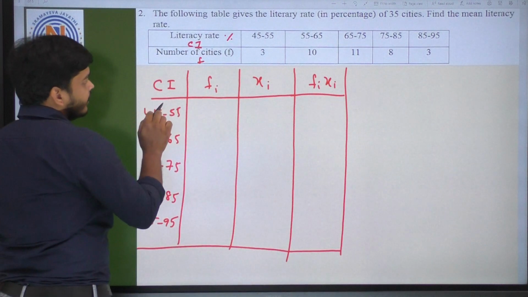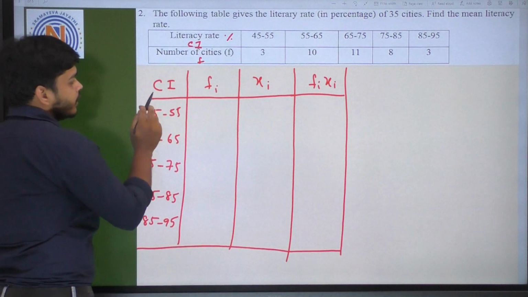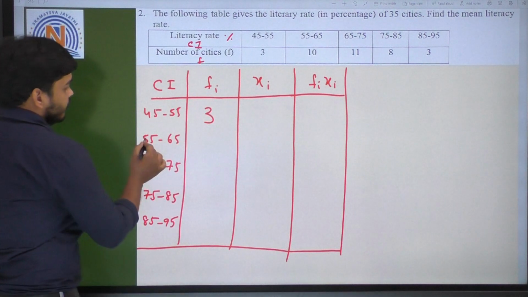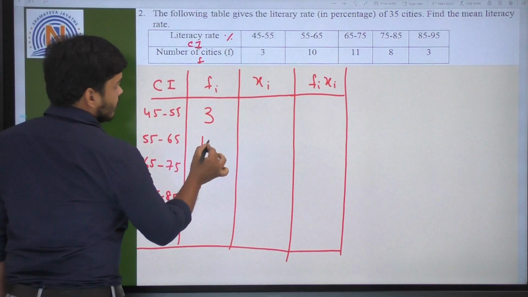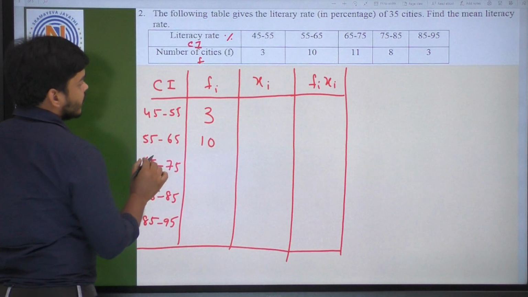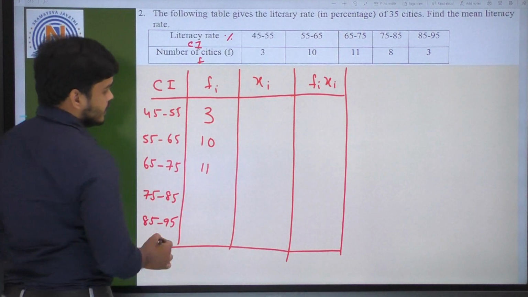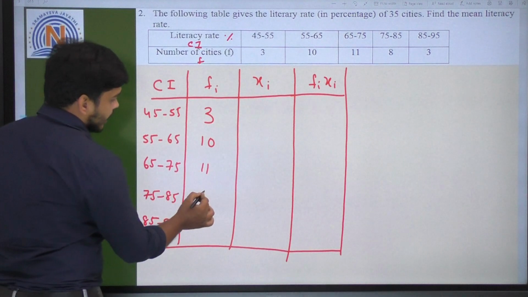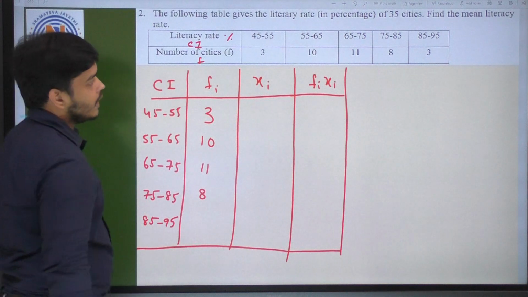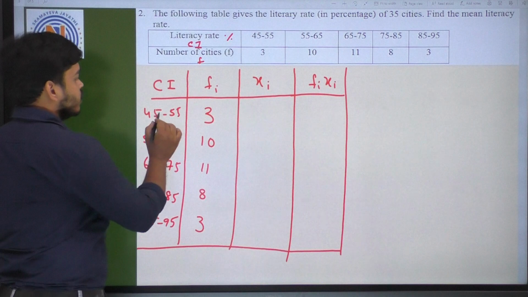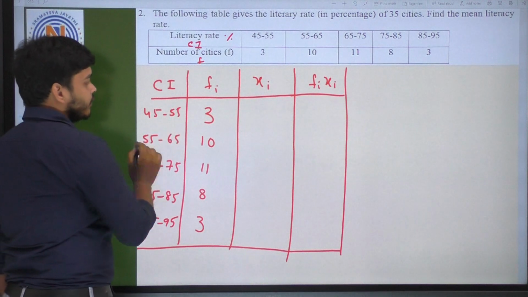So the literacy rate between 45 to 55% is 3 cities, 55 to 65% is 10 cities, 65 to 75 is 11 cities, 75 to 85 is 8 cities, and 85 to 95 is 3 cities. Now the mid value. What is the mid value of 45 and 55?